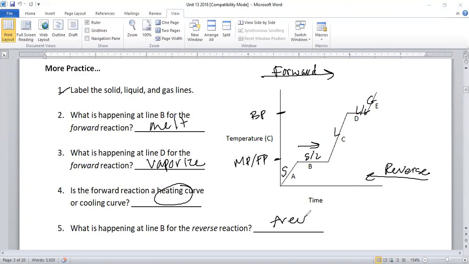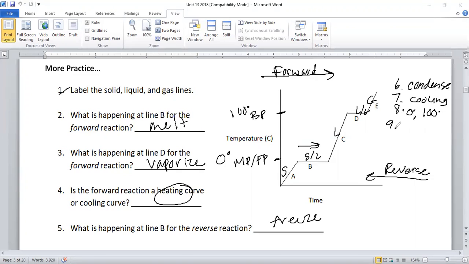I'm gonna leave these up so you can see the picture. Okay, number 6, what is happening at line D in the reverse direction? It's condensing. Number 7, is the reverse reaction heating or cooling? It is cooling because it is going down. Number 8, if the substance is water, what are the temperatures? The boiling point would be 100 degrees if it's water, and the freezing point would be 0 degrees. So at line B, you've got 0 degrees. At line D, you have 100 degrees.